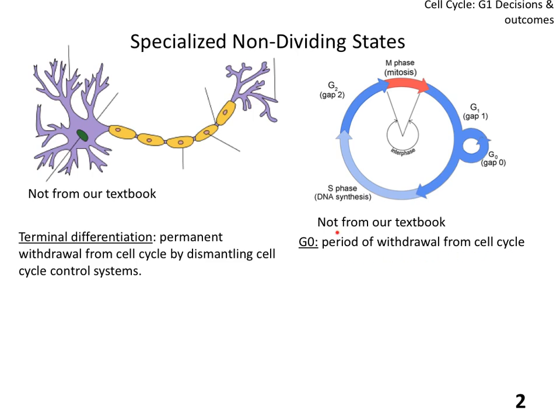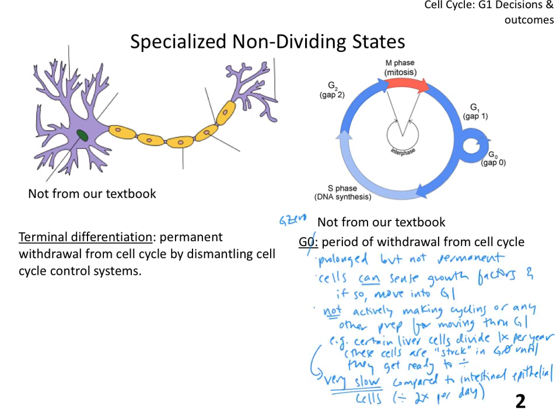cycle. This is not from our textbook, and basically you can see the cell cycle, which we've talked about quite a bit here. As we are in G1, the cell sometimes can take a little side step and hang out in a phase called G0, which I will write some notes about now. So here's some information about G0.